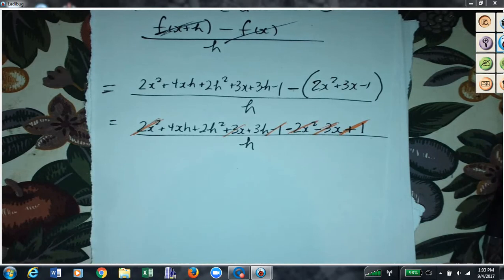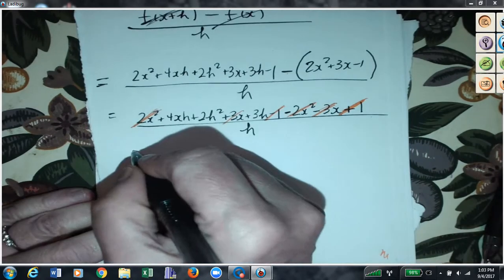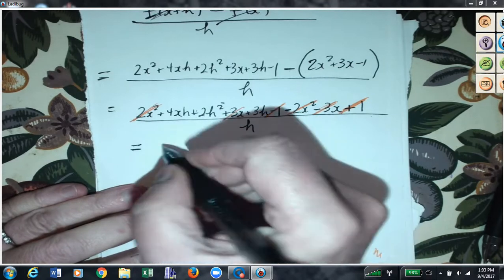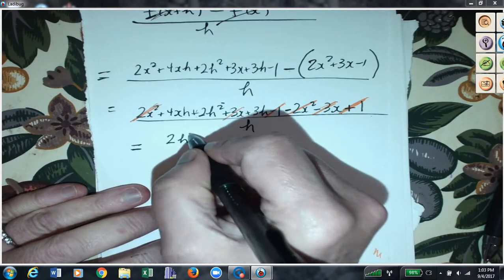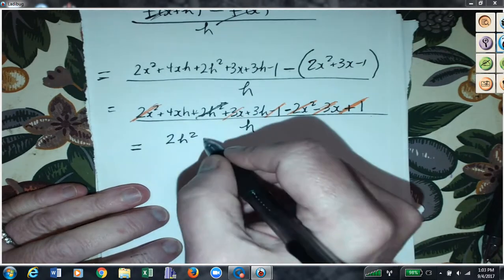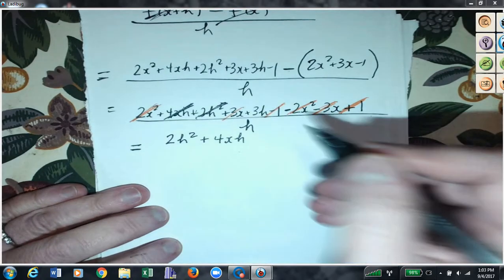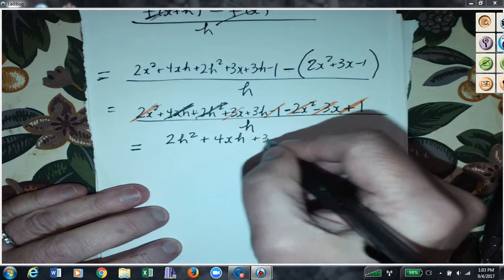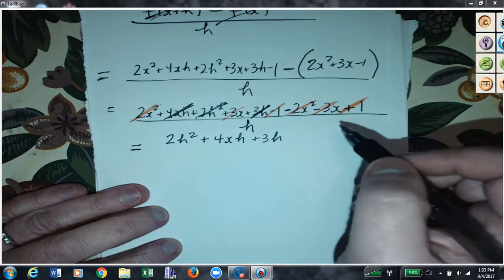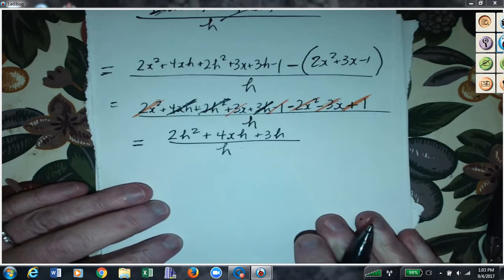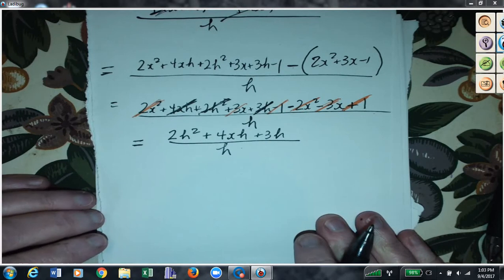So what is left after cancellation? Let's write the largest power of h first. So I'm just going to swap up the order. Then I've got a plus 3h. And that's it. Is there anything we can cancel?